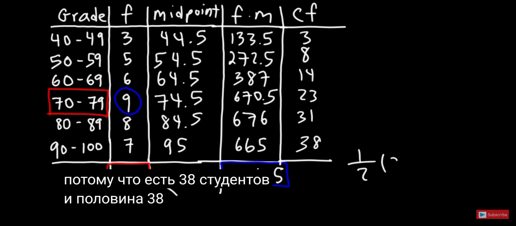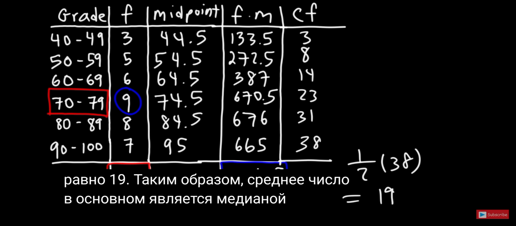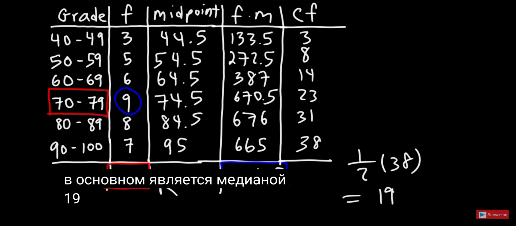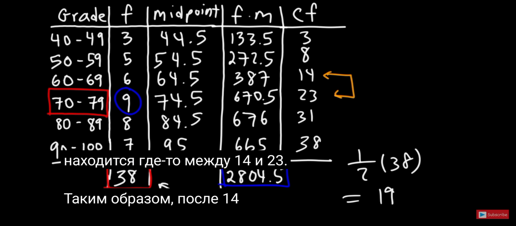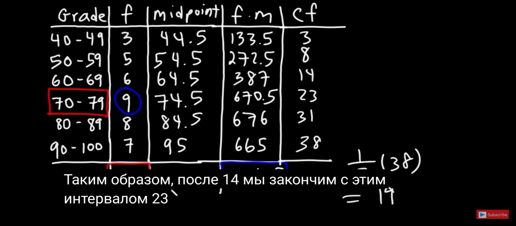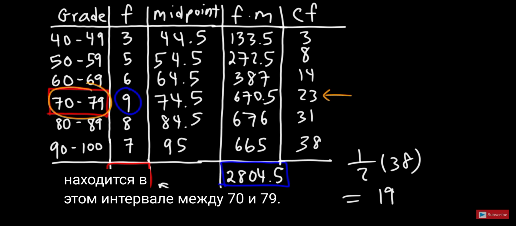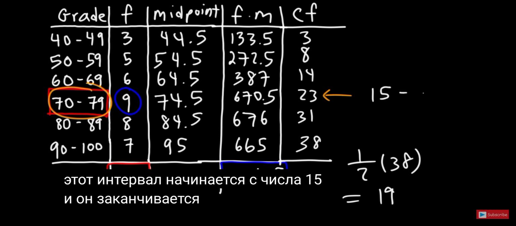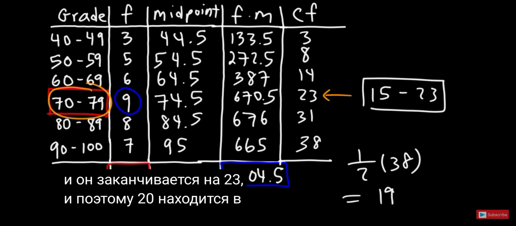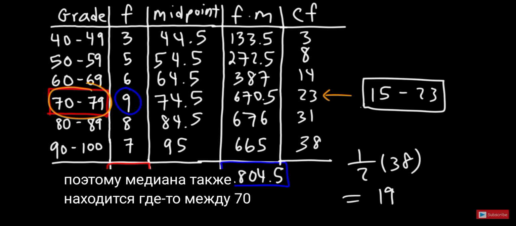So we get this number, because there are 38 students. And half of 38 is 19. So the middle number is basically the median. 19 is somewhere between 14 and 23. So after 14, we're going to be done with this interval. 23 is in this interval between 70 and 79. That interval starts with the number 15 and it ends in 23. And so 19 is in that interval. So the median is somewhere between 70 and 79 as well.